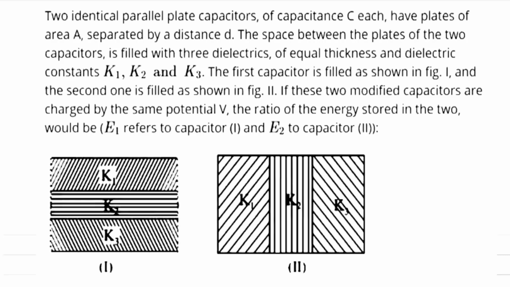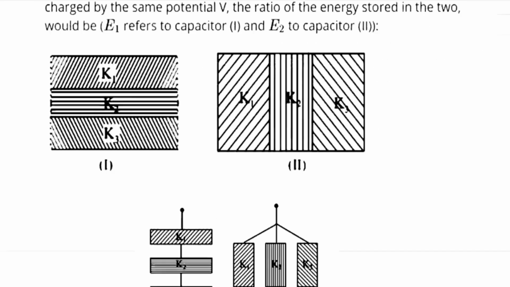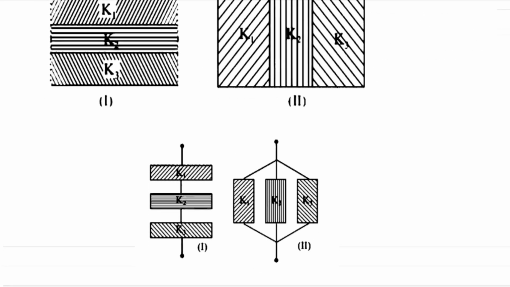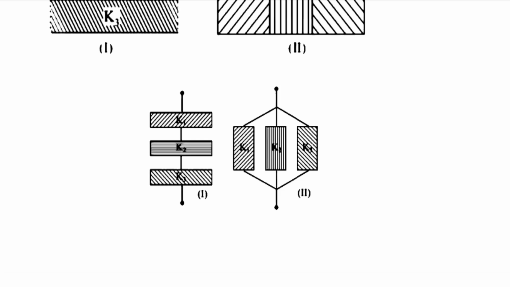If we simplify these two figures, K1, K2, K3 in the first are connected in series, and in the second they are connected in parallel. So first we will find the values of capacitors C1 and C2. As it is clear that C1 is series, now we'll proceed with the solution.